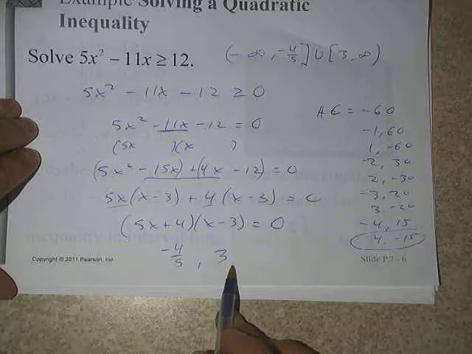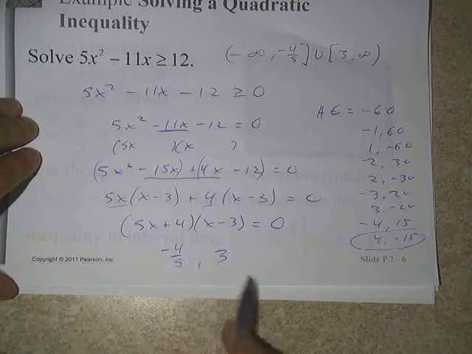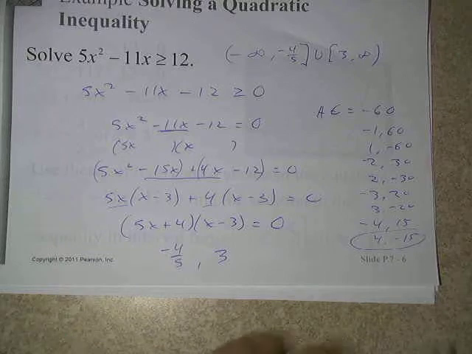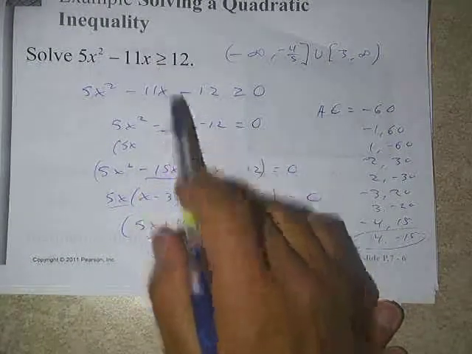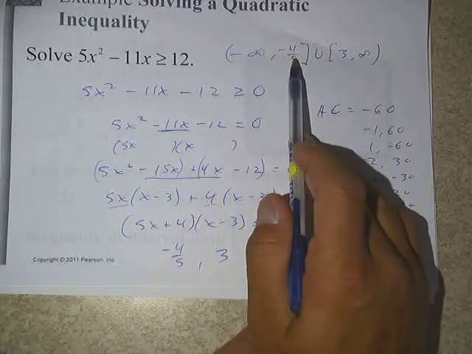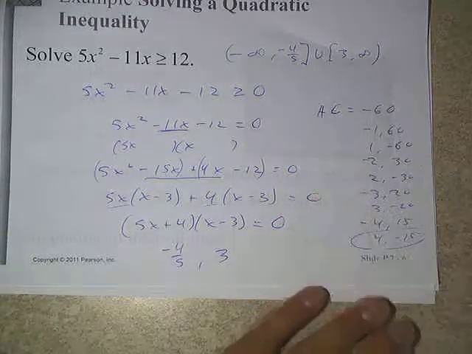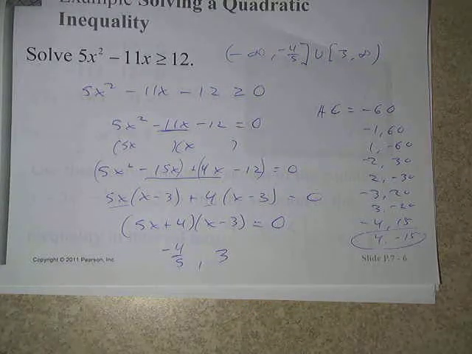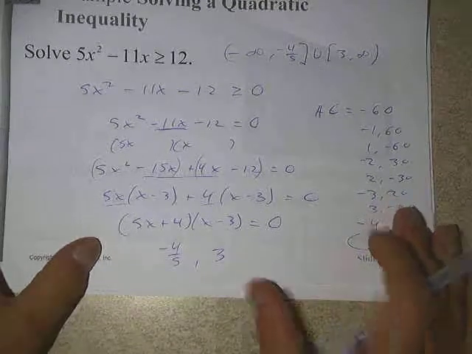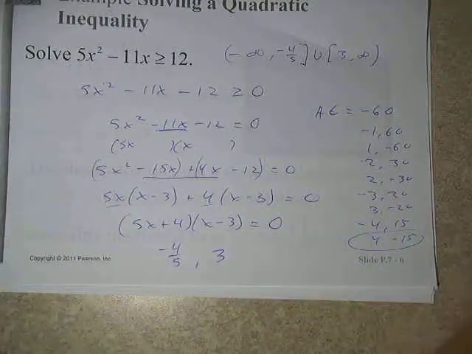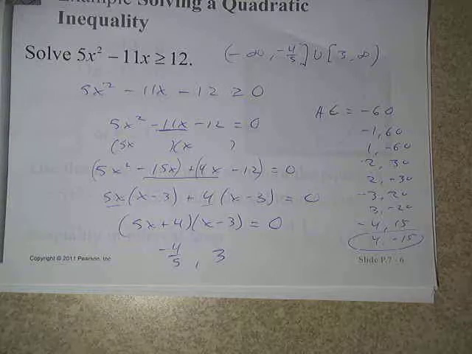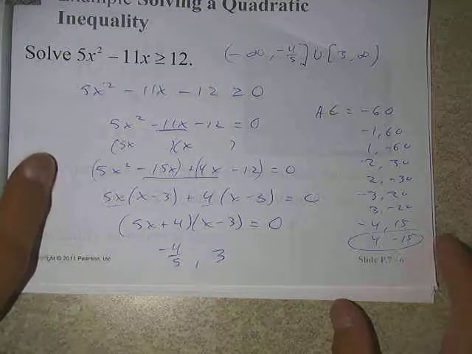Once we set each of these equal to 0 and solve, we get negative 4/5 and we get positive 3. Again, those are the 2 critical points that we saw in the graph. And we know that since we want greater than, it's going to be negative infinity to the first one, union 3 over to infinity. All right, questions on that process?